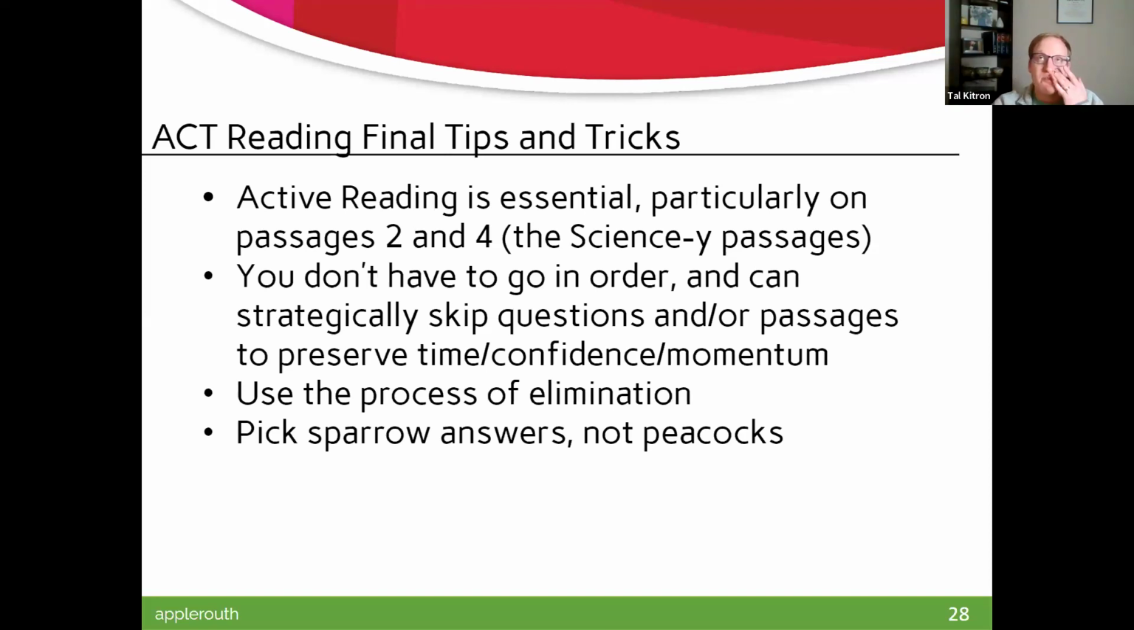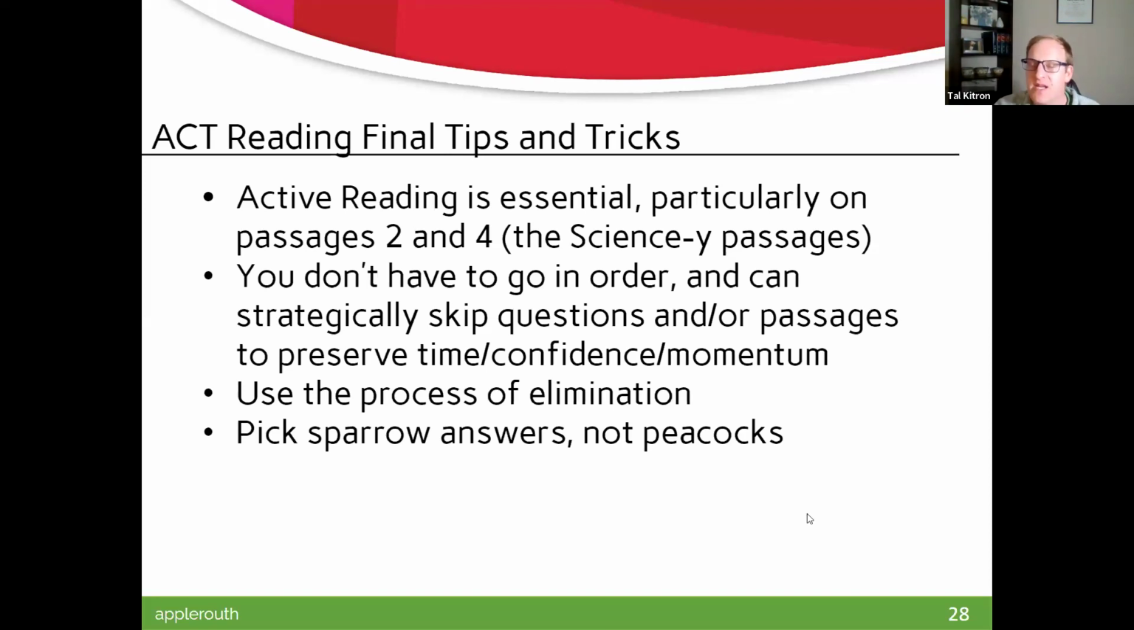I think that's especially important on the sciencey passages 2 and 4. You do not have to do those in order. You can skip questions and or passages. You always want to use elimination. So not what is the right answer, but what is the least wrong.